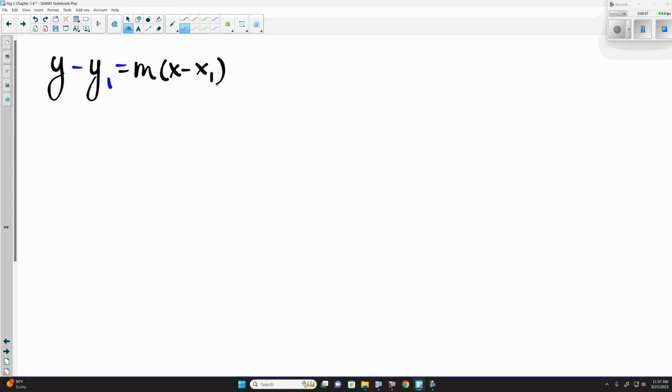And the other version that we have is y equals mx plus b. And really, for all equations of lines, this is where we want to get to. If they ask for the equation of line, we want to put our answer in this form here. And the equation for slope is m is equal to y2 minus y1 over x2 minus x1.